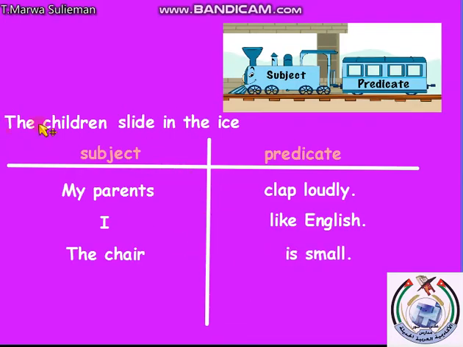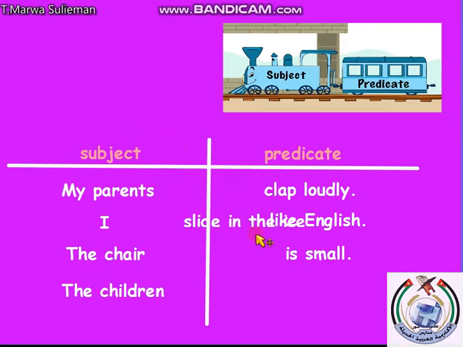Number 4. The children slide on the ice. Excellent. The children is the subject. Slide on the ice is the predicate. Slide is a verb, so this is the predicate.